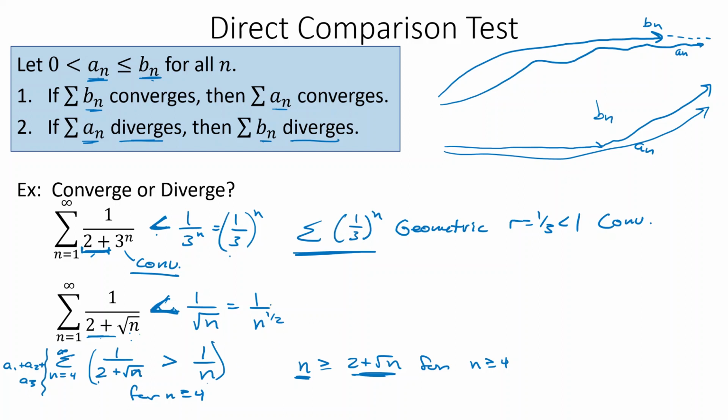So this didn't work for us. We know that the sum of 1 over n diverges. It's the p-series with p equal to 1, right? So that means this guy here that's bigger than it is also going to have to diverge. So that means this guy also diverges.